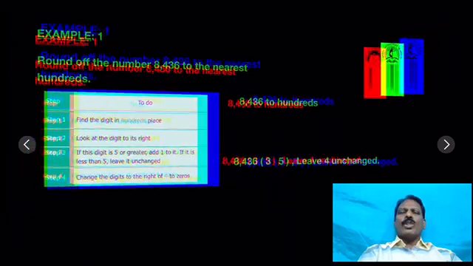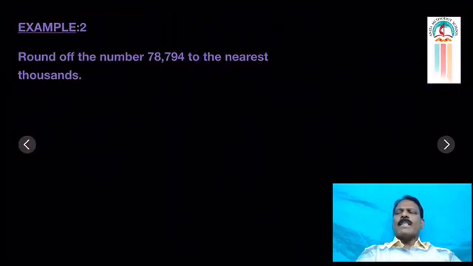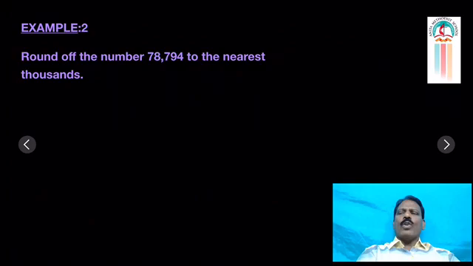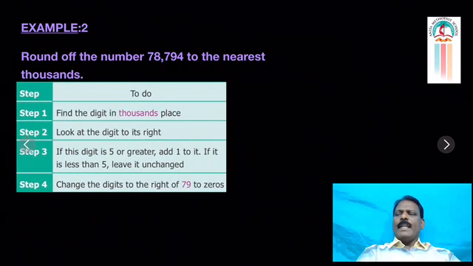Now we'll see the example 2. Round off the number 78,794 to the nearest thousands. Step 1: find the digit in thousands place. What's the number? 78,794. This is step 1. Step 2: look at the digit to its right. 78,794. So 7 you have to underline.